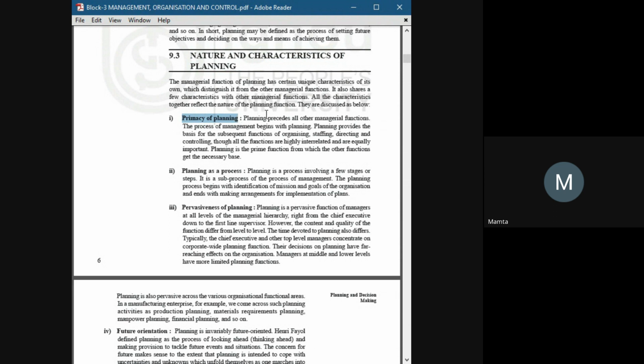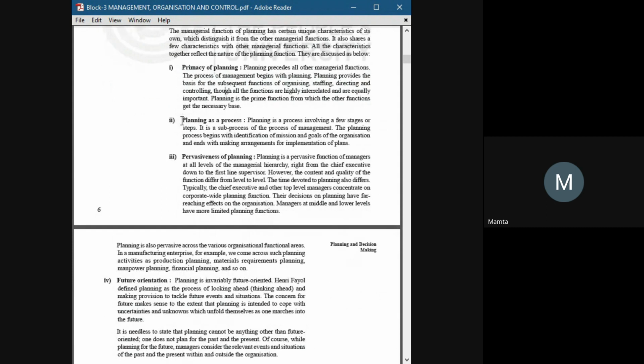So planning precedes all the managerial functions, and day-to-day activities need planning too. The process of management begins with planning. Planning provides the basis for the subsequent functions of organizing, staffing, directing, and controlling. As I said, planning is the first function of management. After planning, we do organizing, then staffing, then directing, then controlling. Now coming to the second point, planning as a process.